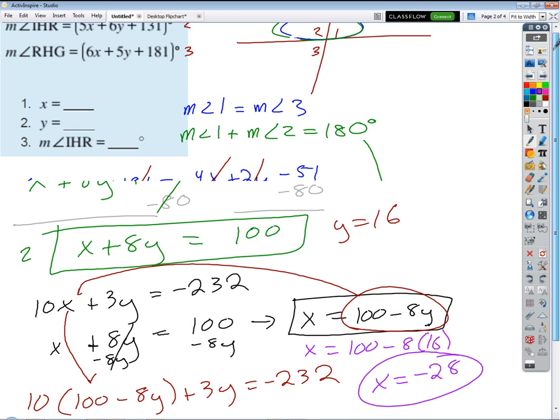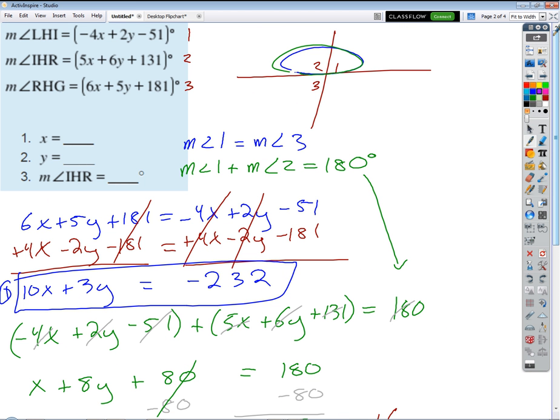Really, from this point forward, we're done, aren't we? If I know x and y, those are two of my three answers, and the other one's a piece of cake. What do I do to get the other one? Plug it in, right? Does that make sense? And we got it. Okay?